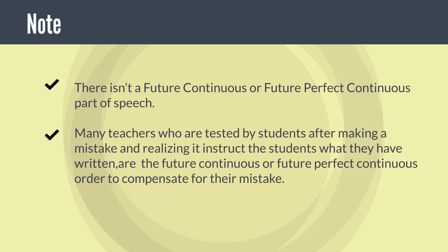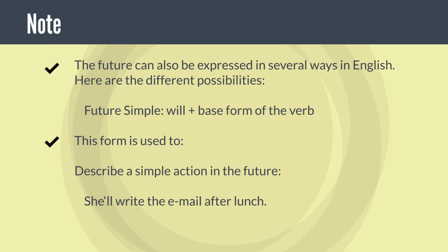There isn't a future continuous or future perfect continuous part of speech. Many teachers who are tested by students after making a mistake and realizing it instruct the students that what they have written is the future continuous or future perfect continuous in order to compensate for their mistake. The future can also be expressed in several ways in English. Here are the different possibilities.